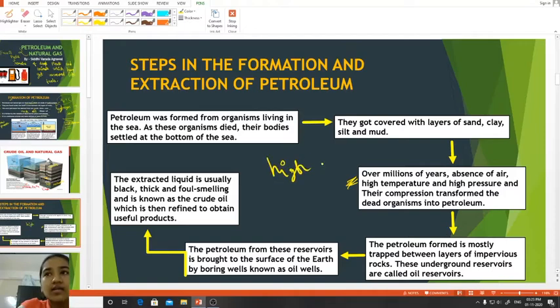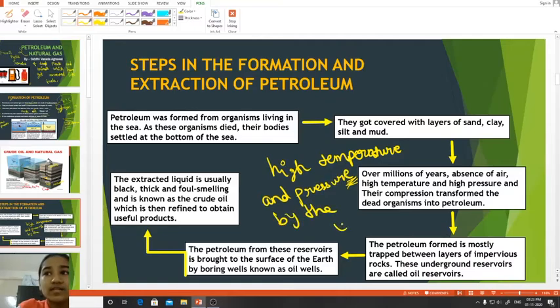Yes. So, what all did they receive? High temperature and pressure by the earth. So around when they reached 10,000 feet or so, they got gradually converted into petroleum. Okay, next slide. The petroleum formed is mostly trapped between the layers of impervious rocks.